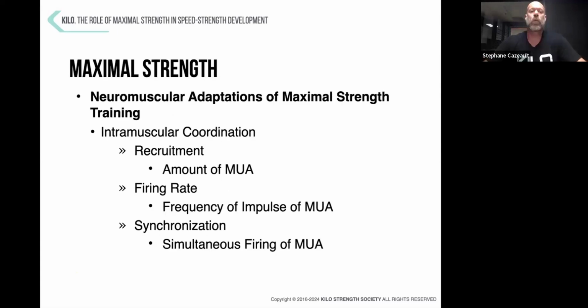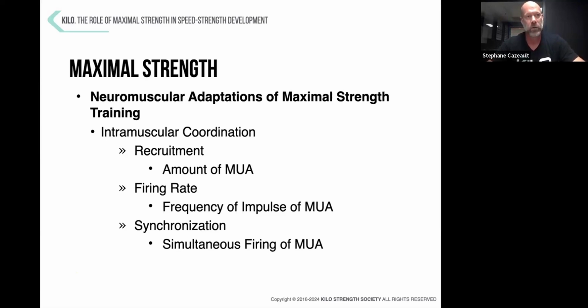Now, why is maximal strength so important for speed strength? So we understand the strength reserve. It's pretty straightforward, but it also has to do with intramuscular coordination. So maximal strength training will improve intermuscular coordination, but not that much. In order to really improve intermuscular coordination, we need to use lighter loads, okay? But intramuscular coordination will be highly stimulated with maximal strength work.